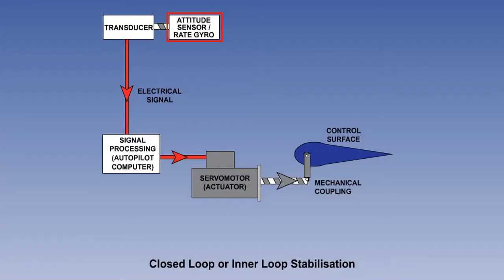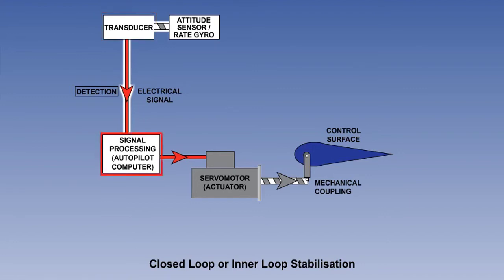Now we will replace the human pilot with some components that will follow the same process that you did. Firstly, an attitude sensor or rate gyro sensitive in one axis only, that will detect any disturbance of the aircraft in roll. Attached to the rate gyro is a transducer, which is a device to convert the mechanical movement of the rate gyro into an electrical signal that can be processed. This is the rate signal.